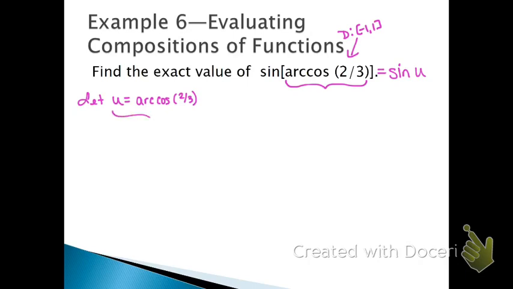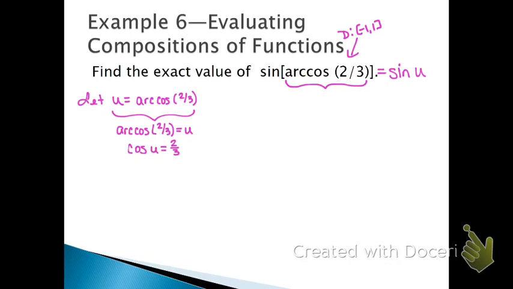Now, let's work on this here. We're used to seeing the arc cosine first, so I'm just going to switch it around. This is the same thing as saying arc cosine of 2/3 equals u. And remember, if I wanted to switch it to its inverse, I'm going to switch the input and the output, right? So the same thing as saying cosine of some angle equals 2/3. So cosine of u equals 2/3.